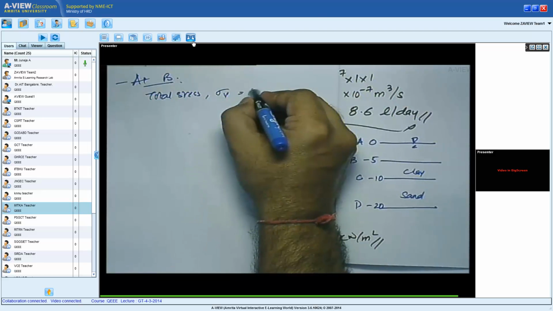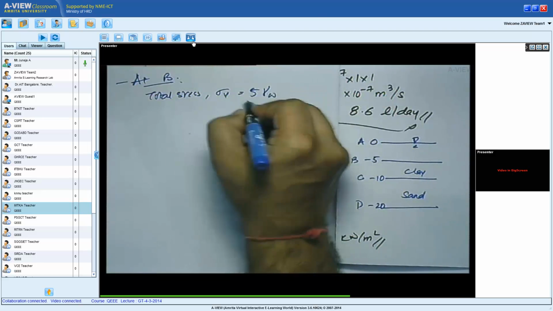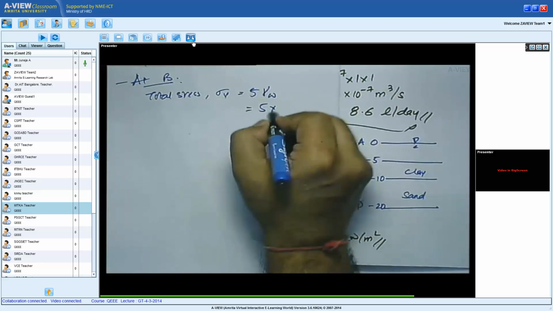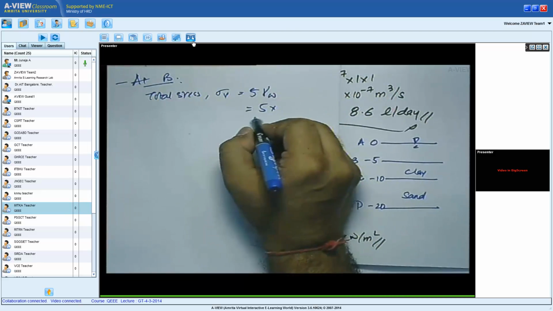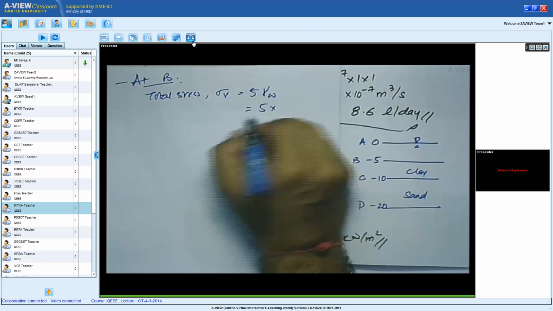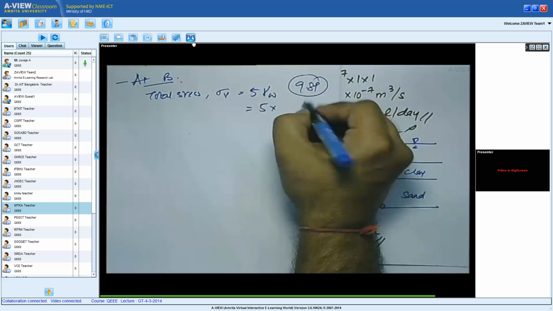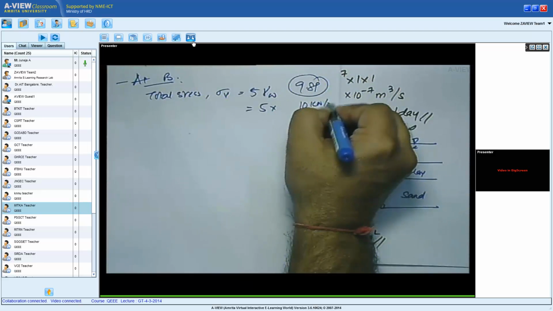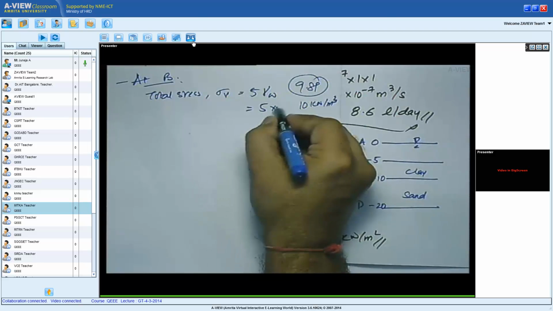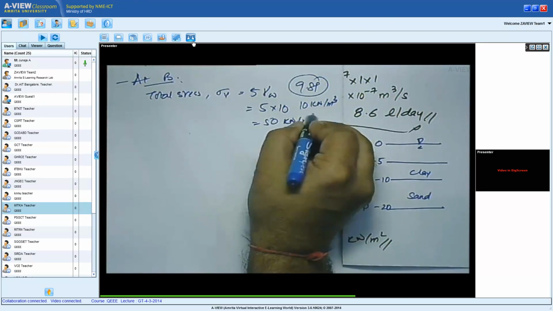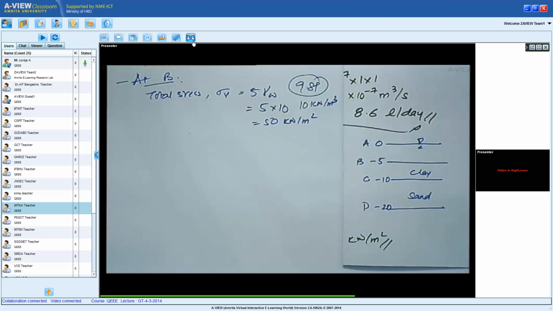So 5 gamma W. In this question, gamma W has been given as 10 kilonewton per meter cube. So rather than 9.81, it suggests round it up to 10 kilonewton per meter cube. I'm going to take 5 times 10, that's 50 kilonewton per meter square. Obviously 10 has been taken to simplify my life. I don't need a calculator.